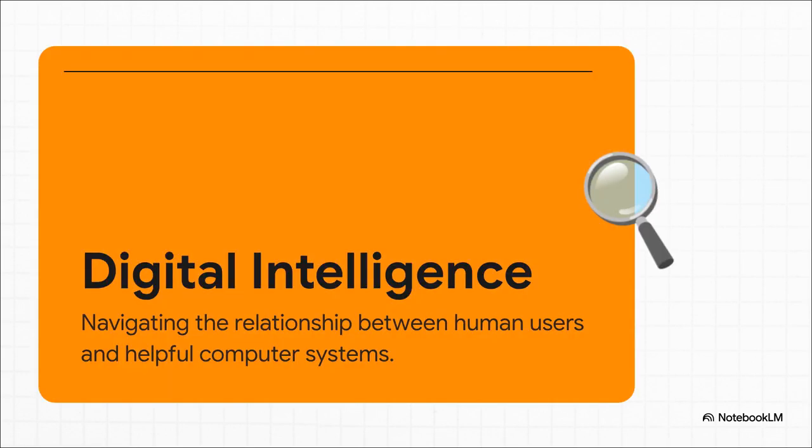And that brings us to the core goal of the guide, which is building what it calls digital intelligence. Now, it's important to note, this isn't defined as learning how to code or physically build a computer. It's actually about navigating the relationship between us, the human users, and these helpful computer systems. It sets up this foundational lesson on how humans and machines can actually work together as a team. The goal is to get kids to view AI not as some kind of magic trick, but as a helpful, collaborative tool that's just there to assist us.